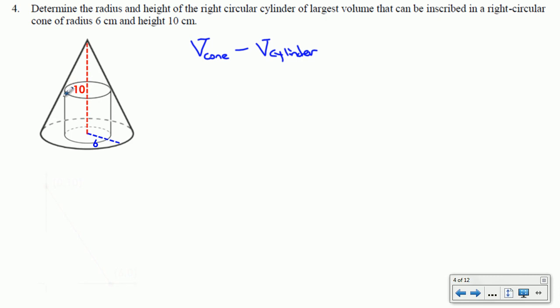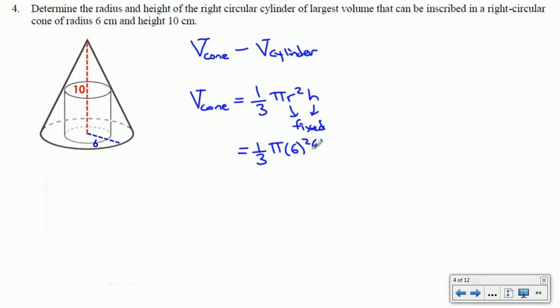The height and the width of this cylinder is constrained though, so I can't just pick any value for R and H that I want. So we can start maybe by writing the formula for the volume of a cone, which is 1/3 pi r squared H. And these are both fixed. The radius is 6 and the height is 10. So we can sub in for the radius and the height, giving us a volume of 120 pi centimeters cubed.